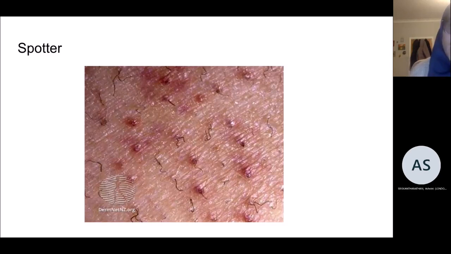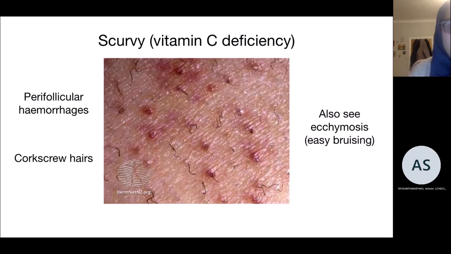So this picture, this is quite a mean one, but this picture is scurvy. So in scurvy, apparently you get these perifollicular hemorrhages, so these sort of redness around the follicles. You get corkscrew hairs, and you might also get ecchymosis, so larger areas of bruising. That's quite a hard one. I've never personally obviously seen scurvy, but yeah, that's what that was.